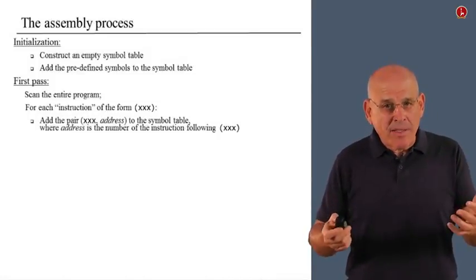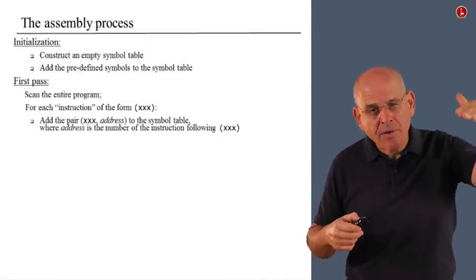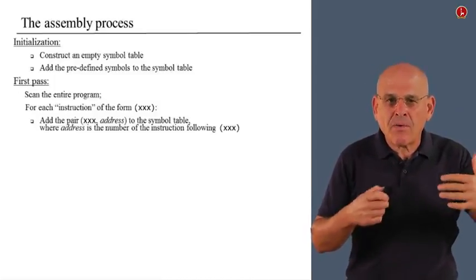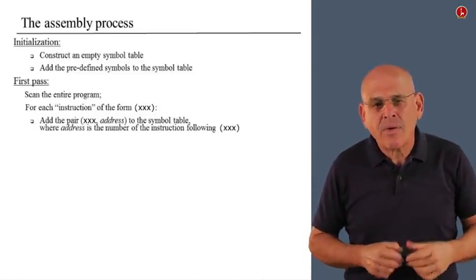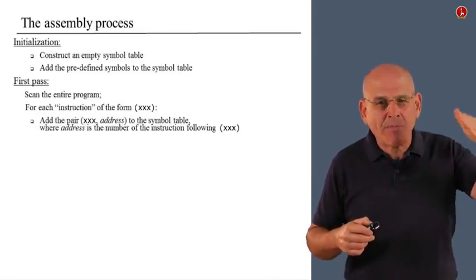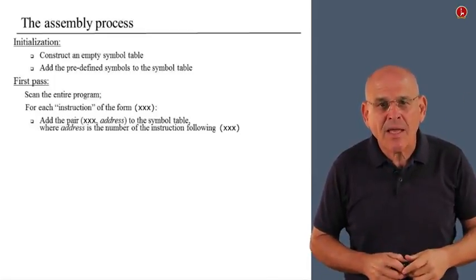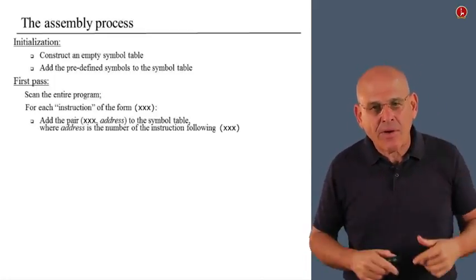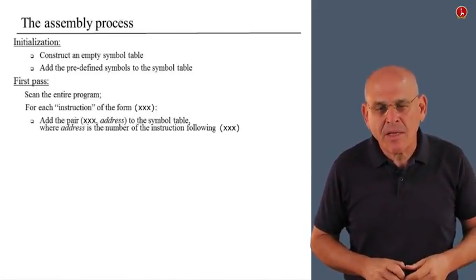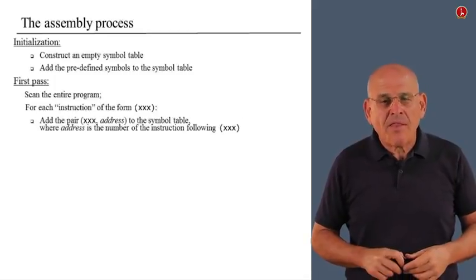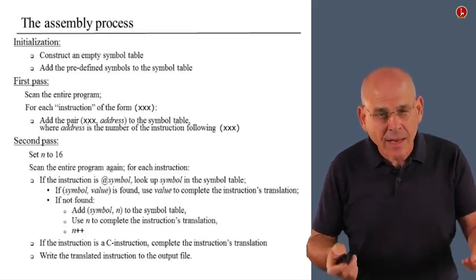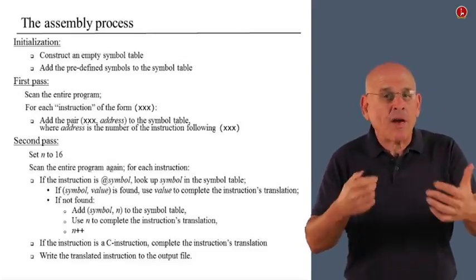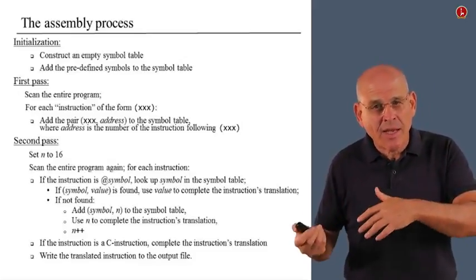We do a first pass. We go through the entire input file, and we search for instructions that begin with the left parenthesis, and we add the pairs XXX, address to the symbol table as we go along. Then we do a second pass. In the second pass, we take care of the variable declarations, as I explained earlier.